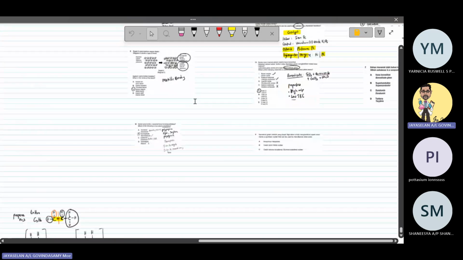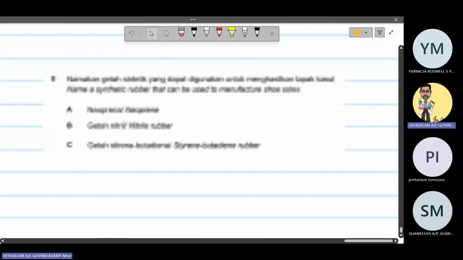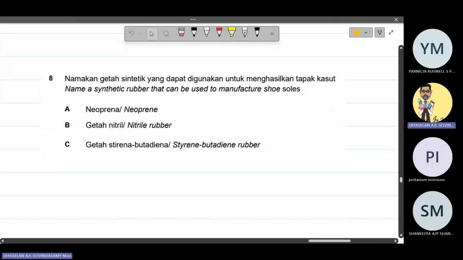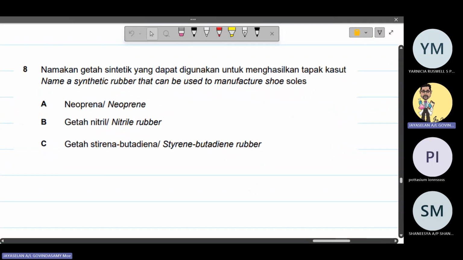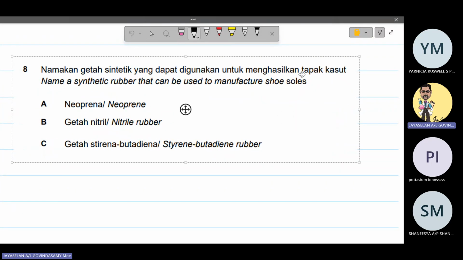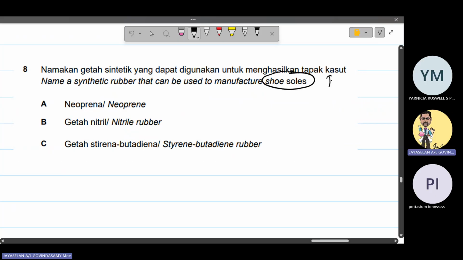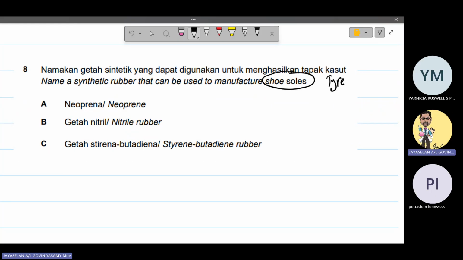I go for the last question. I got a few questions, but I go for the last question. Okay, so this one. Which of the following is the synthetic rubber to make shoe soles, or we call what? Tire. Shoe soles or tire. Kiran, shoe soles or tire is made up of what?